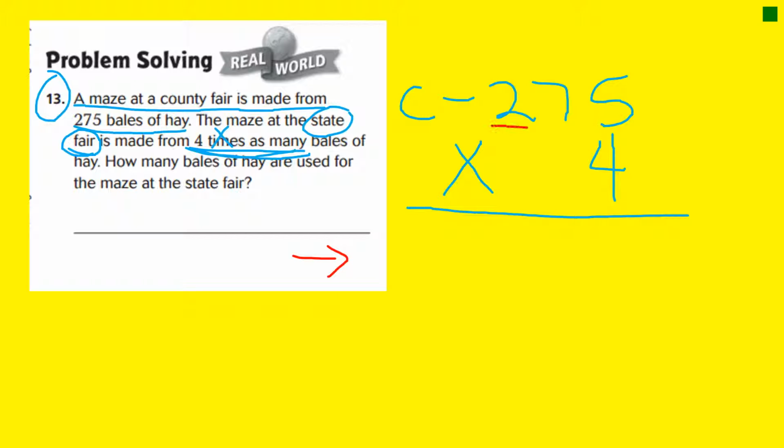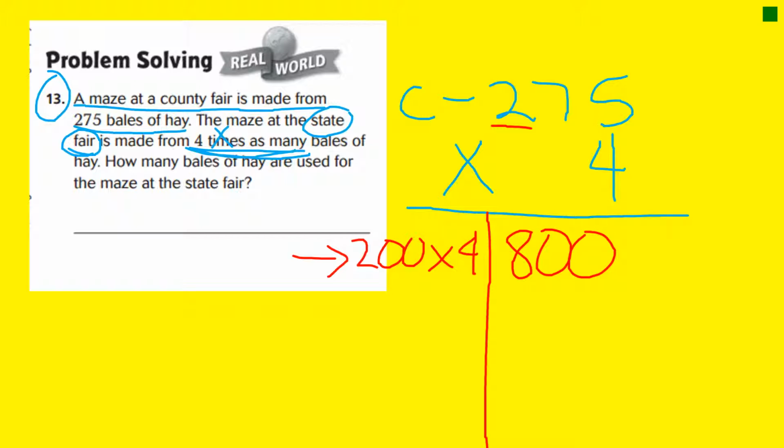Okay? So, boom. A 2 in the hundreds place is worth, of course, 200 times 4. So our first partial product is going to be 800. I'm going to draw a line down there. There's a 7 in the tens place. That's worth 70. What do I multiply that by? 4. Everything in 275 gets multiplied by 4. Okay?